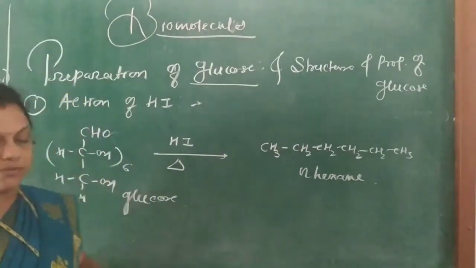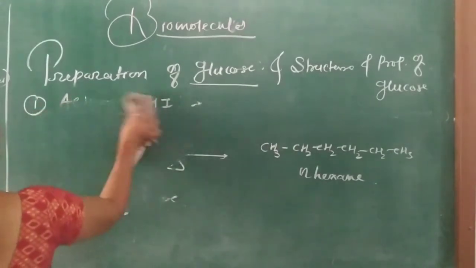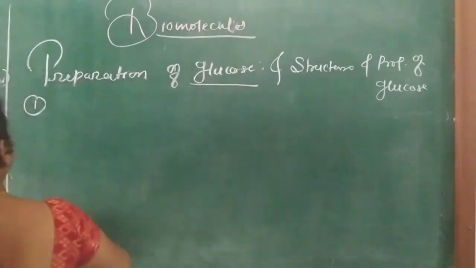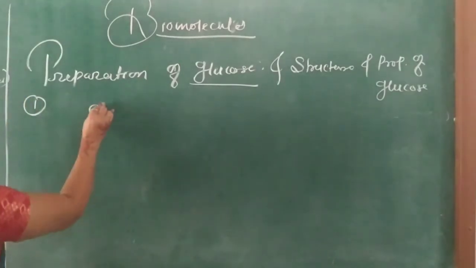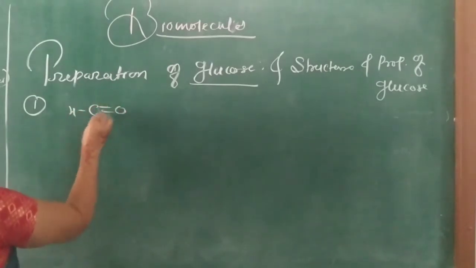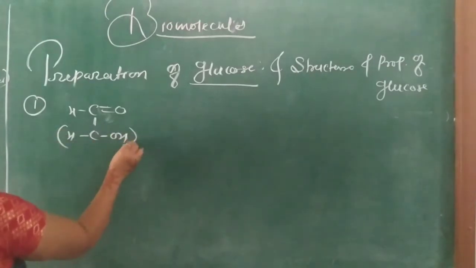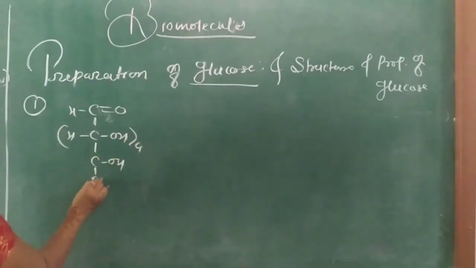Okay, next one, that is the action of hydrogen cyanide on glucose. It gives the idea of the presence of an aldehyde group. So here CHO can be written as H double bond O, then CHOH by 4, okay, and then CH2OH.